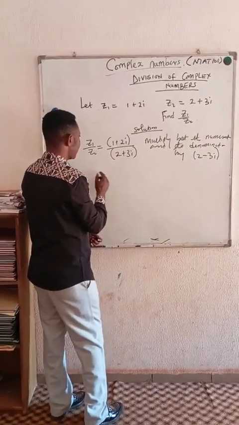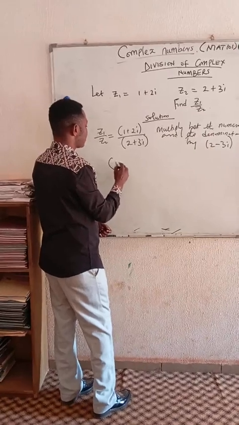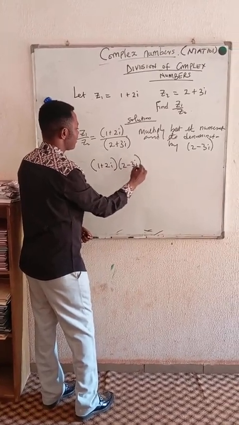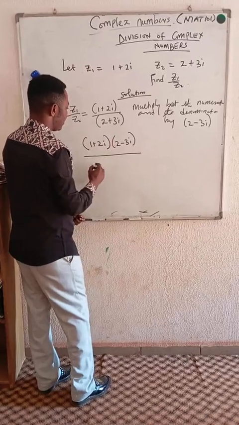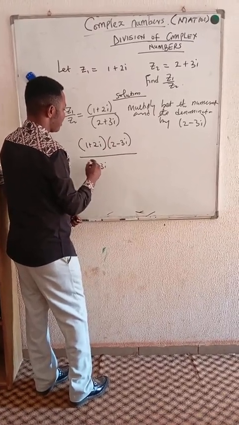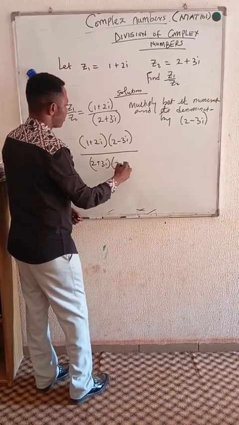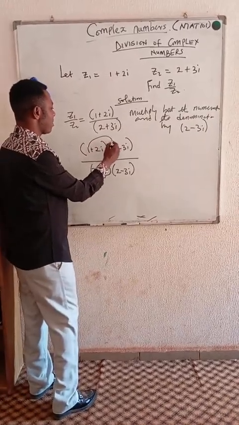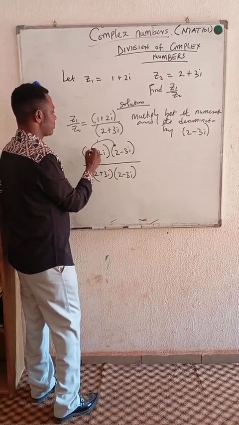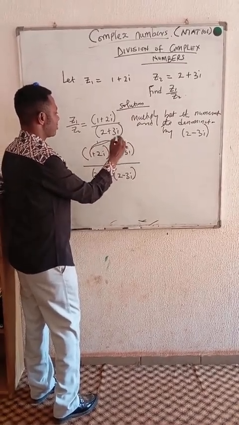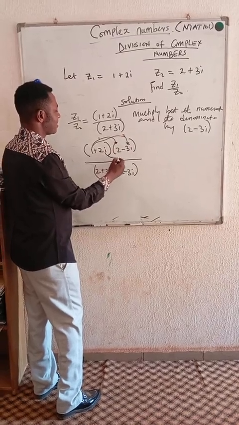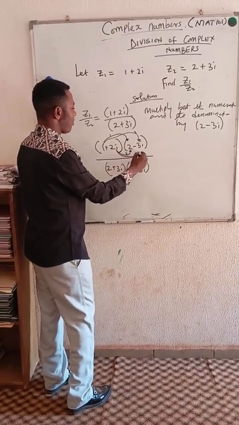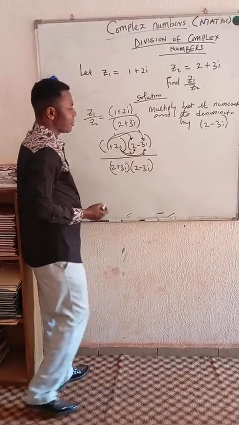Now, let's multiply. 1 plus 2i, the conjugate is what? 2 minus 3i. Then all over, this one is 2 plus 3i multiplied by 2 minus 3i. Alright? Now, look at it so that I will not make a mistake. 1 multiplied by 1, this is my step 1. Step 2 is 1 multiplied by 3i. Then step 3, 2i multiplied by 2. Then my step 4 here, 2i multiplied by what?